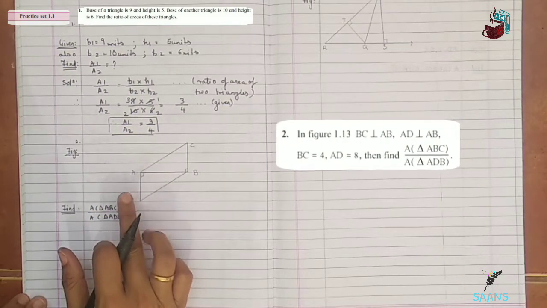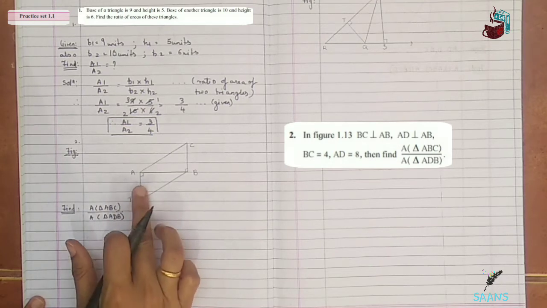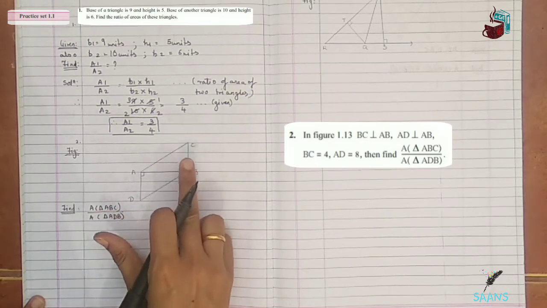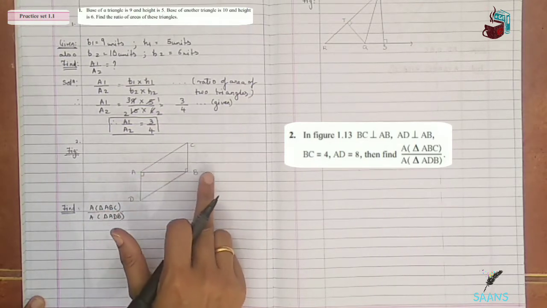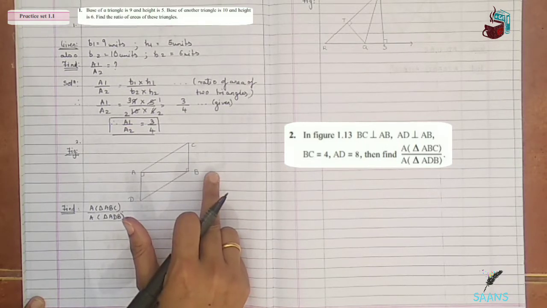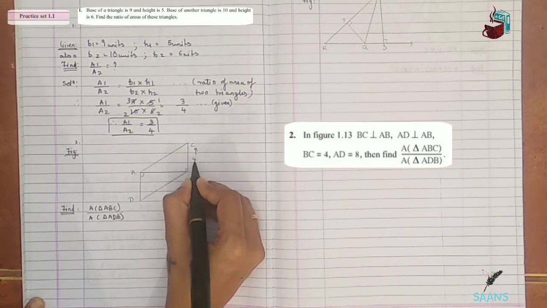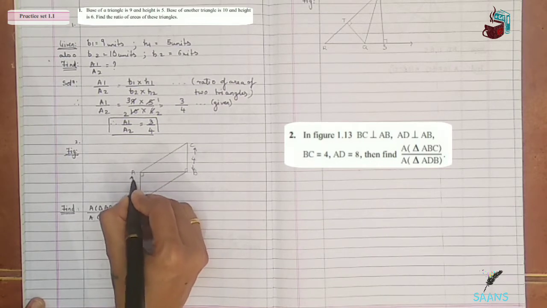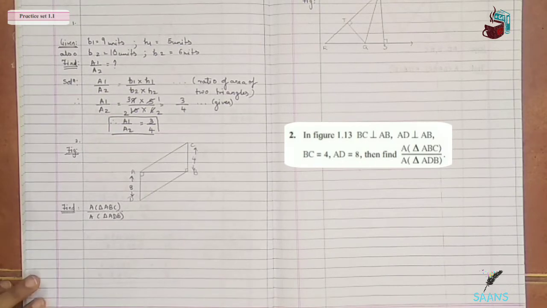Now, let me read this question for you. In the figure 1.13, that is this, BC is perpendicular to AB. AD is perpendicular to AB. Then we have BC is equals to 4. You can mark the given also. And AD is equals to 8. In these type of sums, sometimes you write, sometimes you don't. Speed is so important.